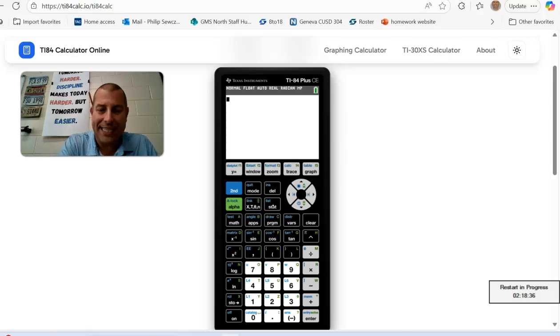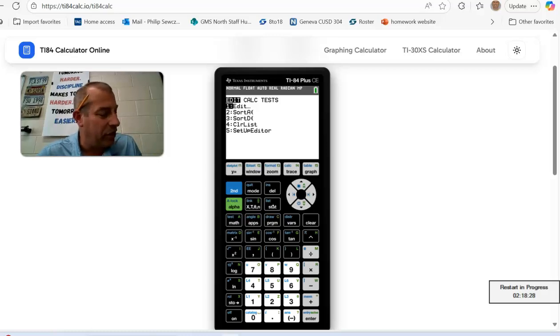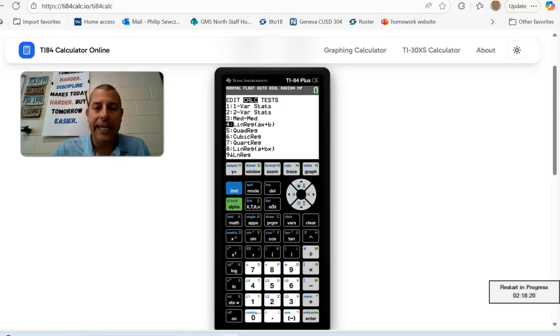So we have this stat button. All right. And this is where it's going to allow us to do some statistics and get some information. So go to calc. So I'm going to arrow over once to calc. And then what we're looking for here is this number 4, this lin reg. Okay, so that's for linear regression.